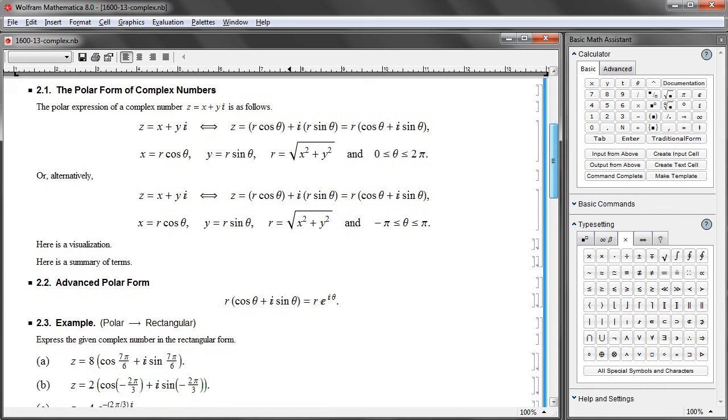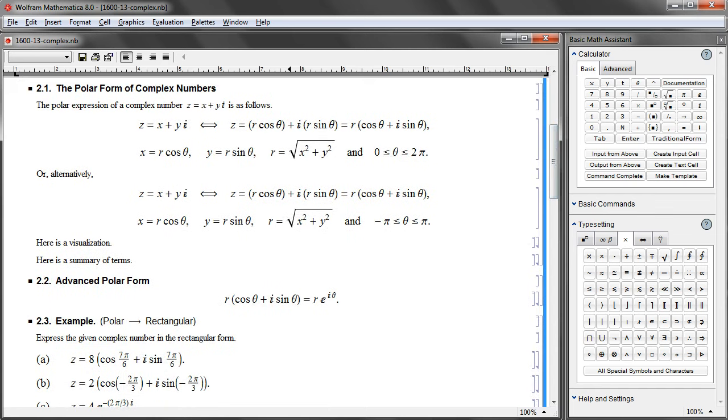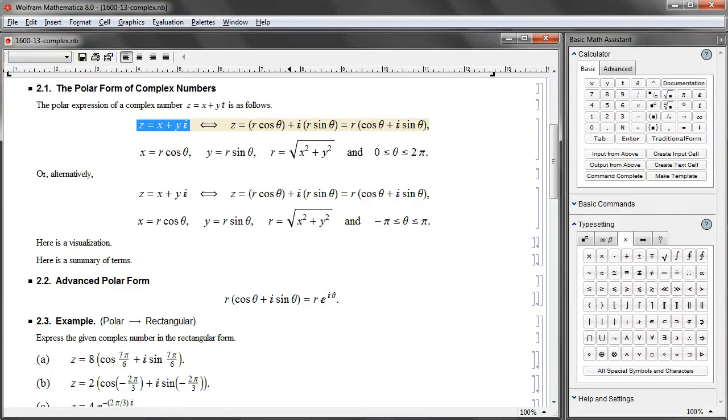And as the title suggests, the key idea here is to apply the polar coordinate system to the complex expression z equal to x plus yi, which corresponds to x comma y in the rectangular coordinate system. If we do that, x is r cosine of theta and y is r sine of theta. So x plus yi becomes r cosine of theta plus i times r sine of theta.